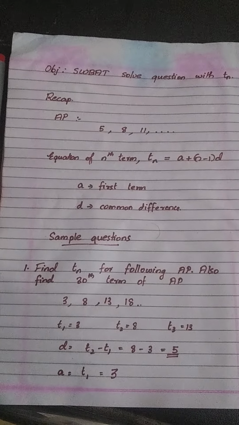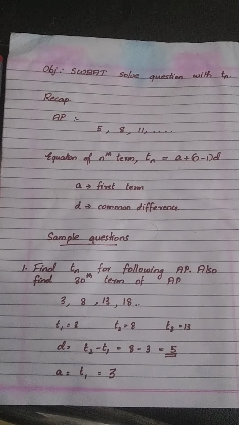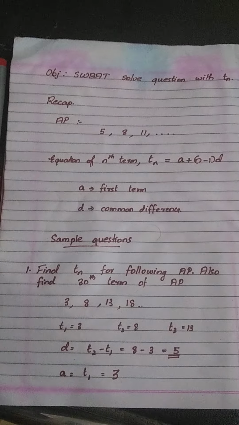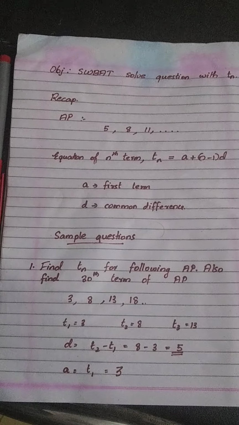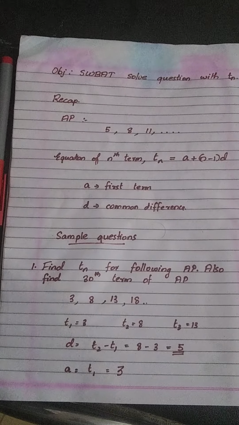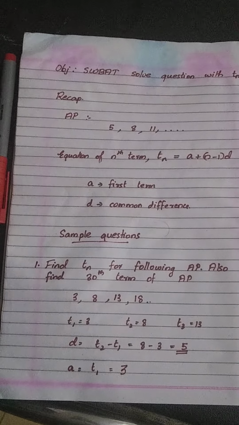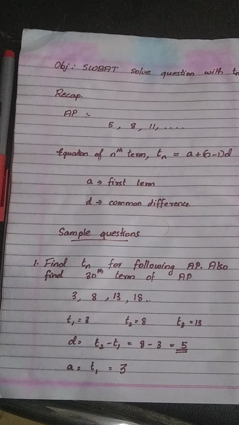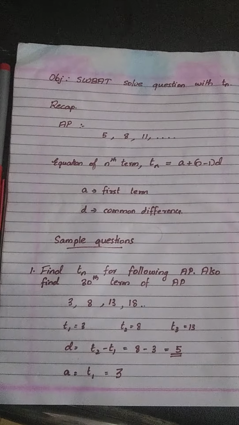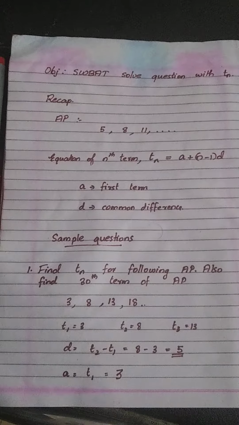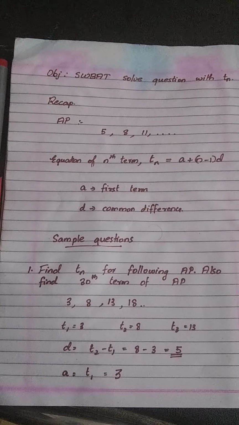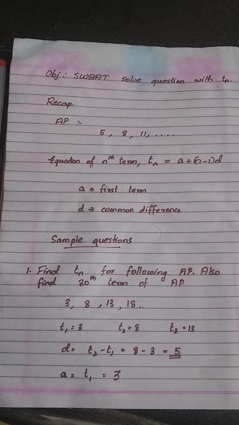If you can remember this much, I just want you to write down the sample question. Find Tn for the following AP. Also find the 30th term of the AP. The AP is given below: 3, 8, 13, 18. Read the question in the next 10 seconds, slowly and silently.